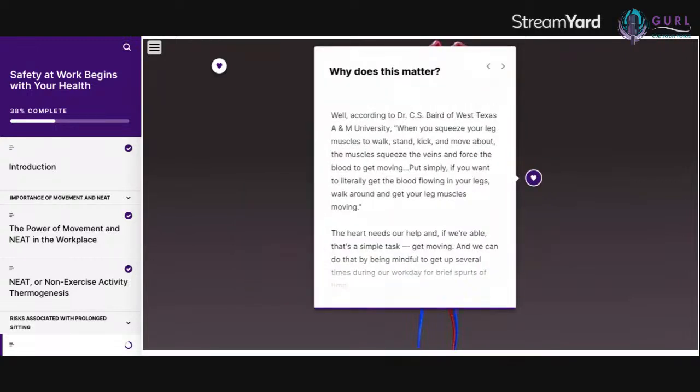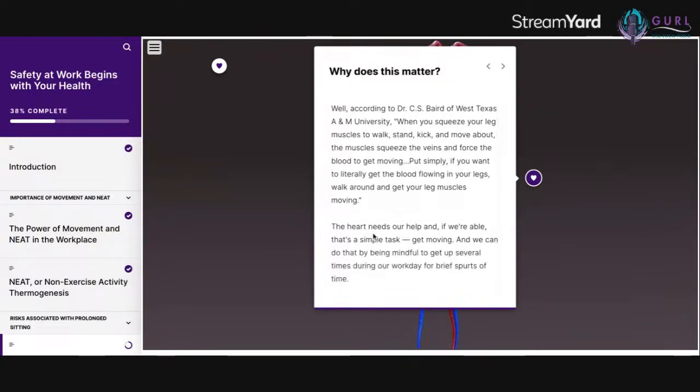And then finally, why does this all matter? Well, here's some background and some proof, according to Dr. C.S. Baird of West Texas A&M University. When you squeeze your leg muscles to walk, stand, kick, and move about, the muscles squeeze the veins and force the blood to get moving. So simply put, if you want to literally get the blood flowing in your legs, walk around, get your leg muscles moving. The heart needs our help, and if we're able, that's a simple task. Get moving. And we could do that by being mindful to get up several times during our workday for brief spurts of time.